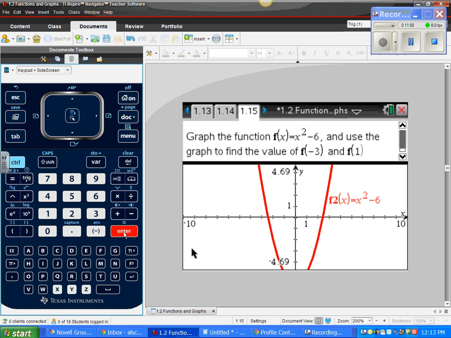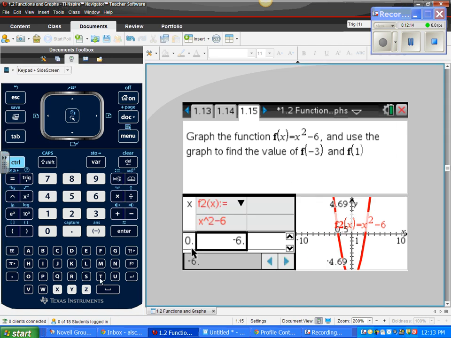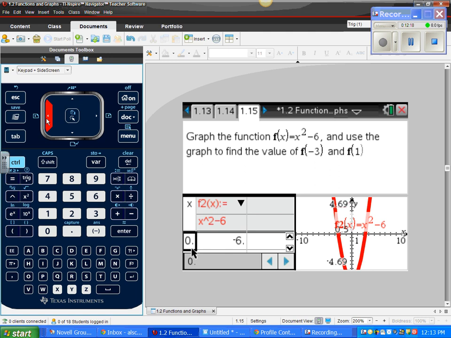Now, there's a couple ways we could do this. We could utilize the table to determine what f of negative 3 is and f of 1, or we could use our point on tool or trace. Now, I find that the easiest way to do this is to deal with that table. Okay? So Control T is going to pull up that table for you. And the values of x are right here. So as we go down, 1, 2, 3, 4, 5, 6, 7. So we want the values of f of negative 3.